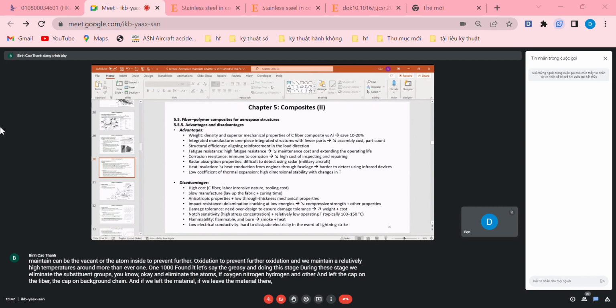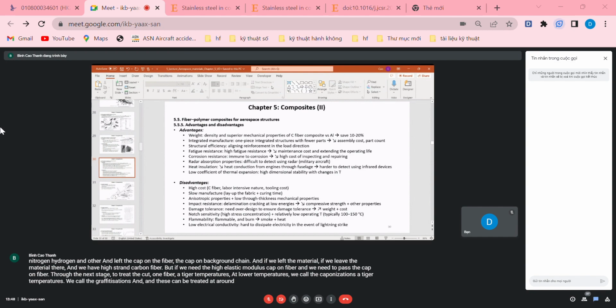And if we leave the material there, we have high strength carbon fiber. But if we need high elastic modulus carbon fiber, we need to pass the carbon fiber through the next stage to treat it at higher temperatures. At lower temperatures, we call it carbonization. At higher temperatures, we call it graphitization.